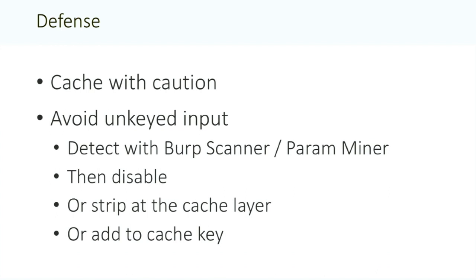Everyone should avoid unkeyed input. Avoid taking input from HTTP headers and cookies as much as possible. And also audit your application with Param Miner to see if you can find any unkeyed inputs that your framework has just sneaked in support for. If you find them, the best thing to do is just to disable these. But if that's not an option for some reason, you may be able to configure the caching layer to automatically strip the headers. And as a last resort, well, if you need this header, you can always add it into the cache key, which effectively means that it can't be used for cache poisoning.